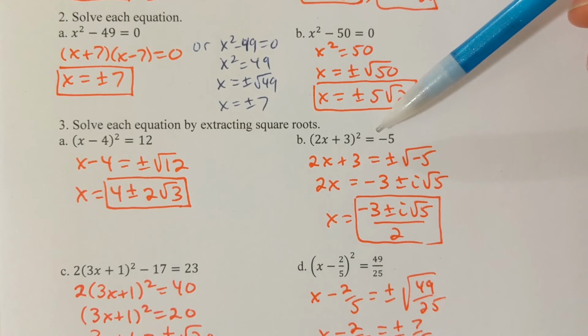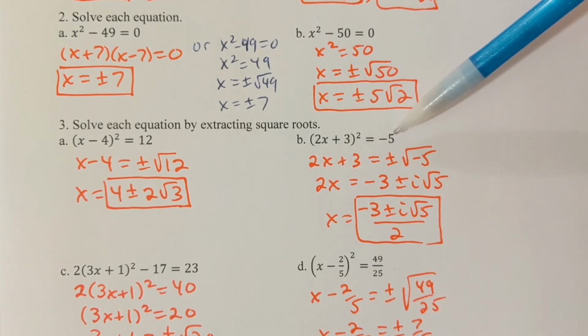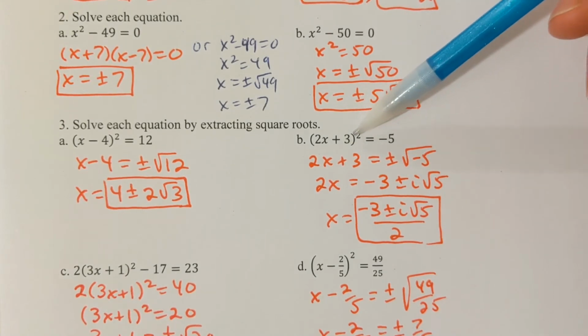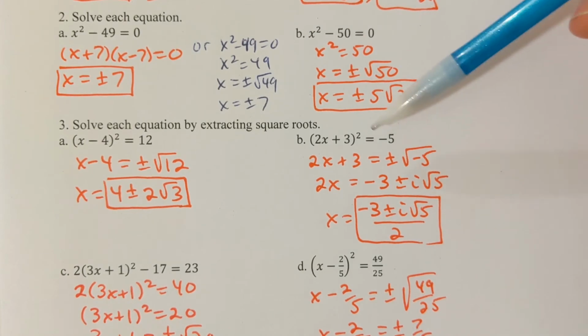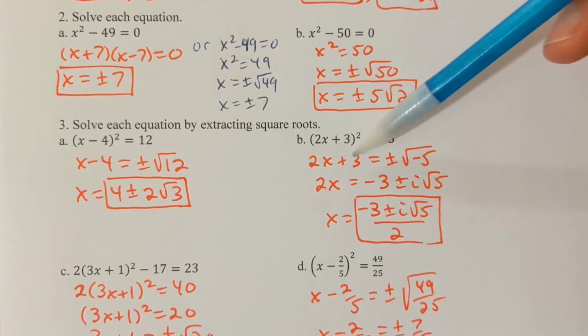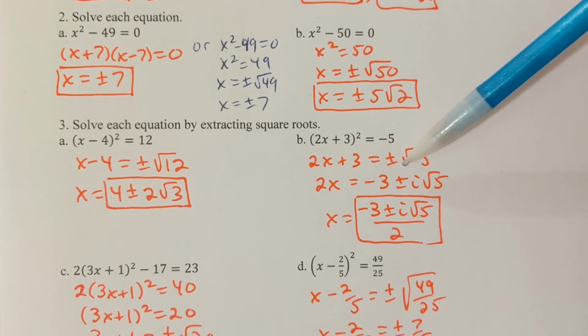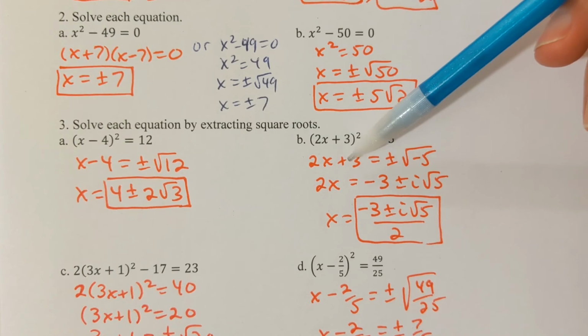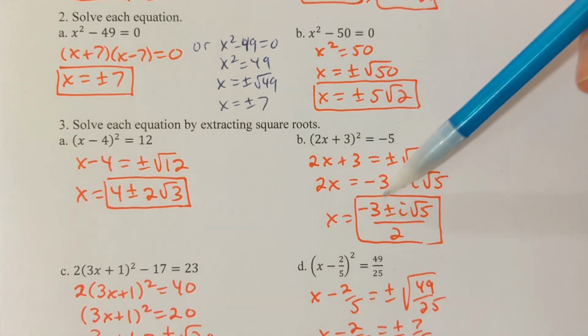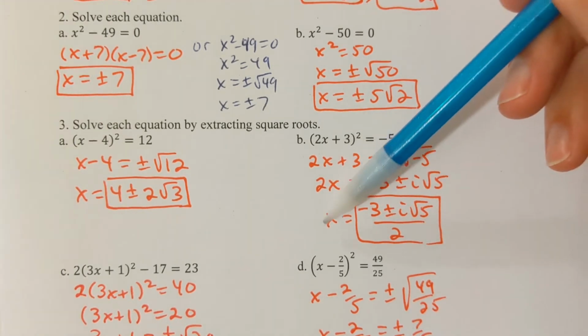Here's another one. Again, I'm already set up to take the square root of both sides because I can get rid of that power of 2 there. So that's what I've done. Take the square root of both sides. 2x + 3 would be equal to plus or minus the square root of negative 5. You're going to subtract 3 and then divide by 2 in order to get x all alone.